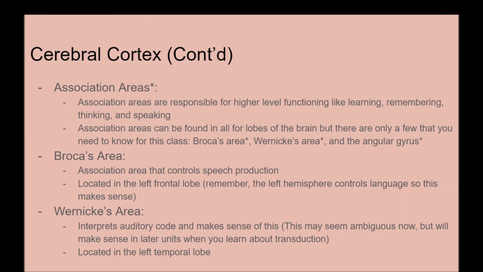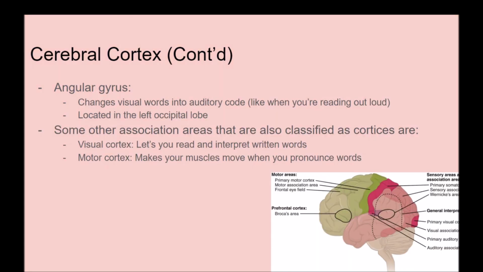Then there's Wernicke's area, which interprets auditory code and makes sense of this, which might seem ambiguous now, but it will make more sense in later units when you learn about transduction, and is located in the left temporal lobe. Then there's the angular gyrus, which changes visual words into auditory code, like when you're reading out loud, and it's located in the left occipital lobe.